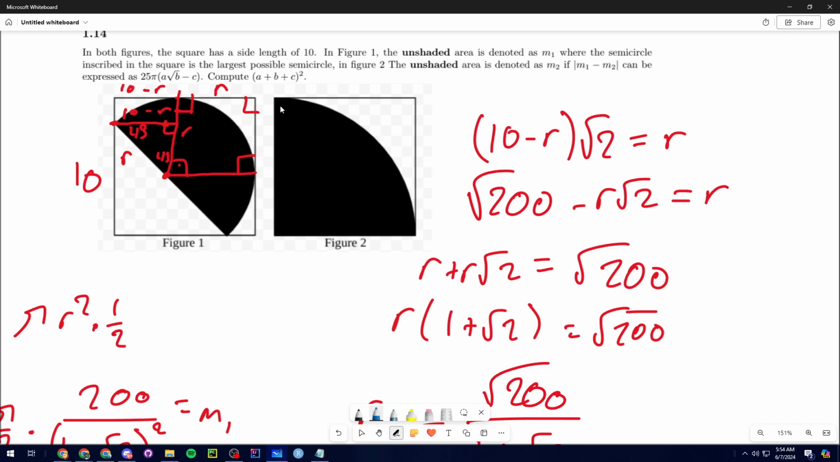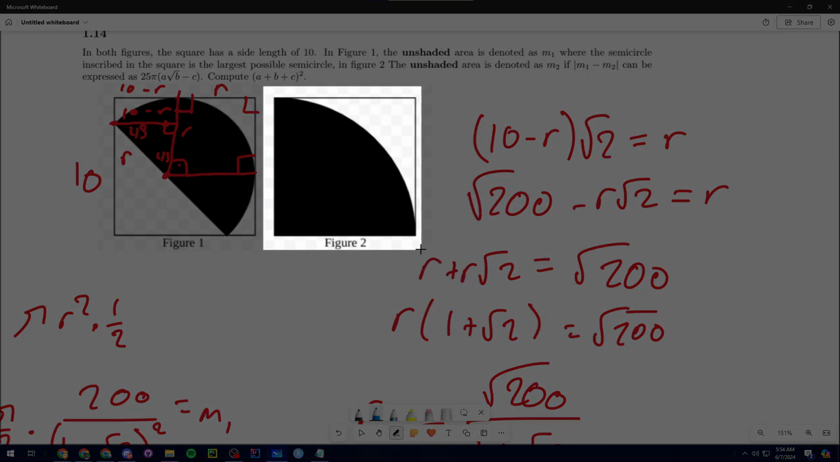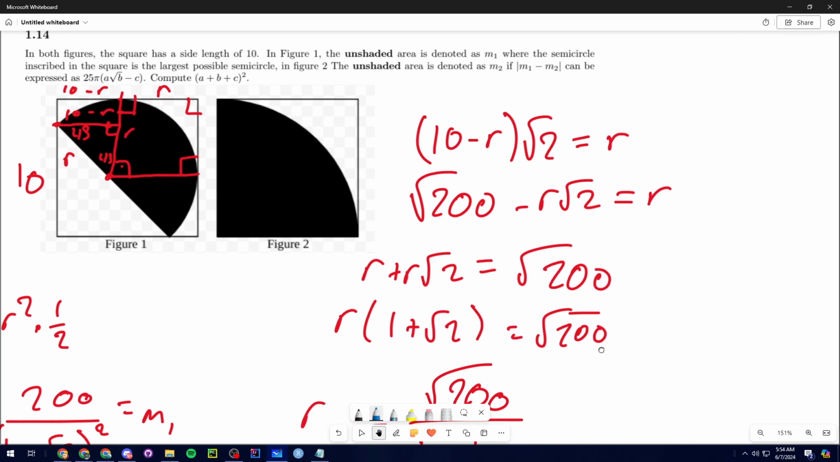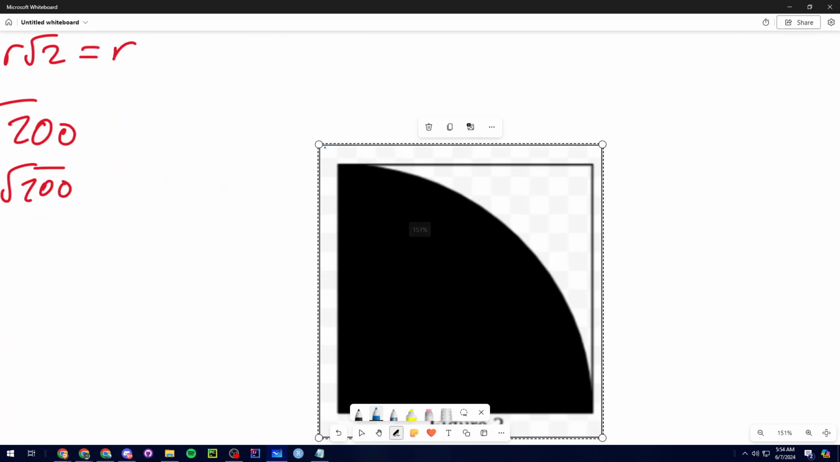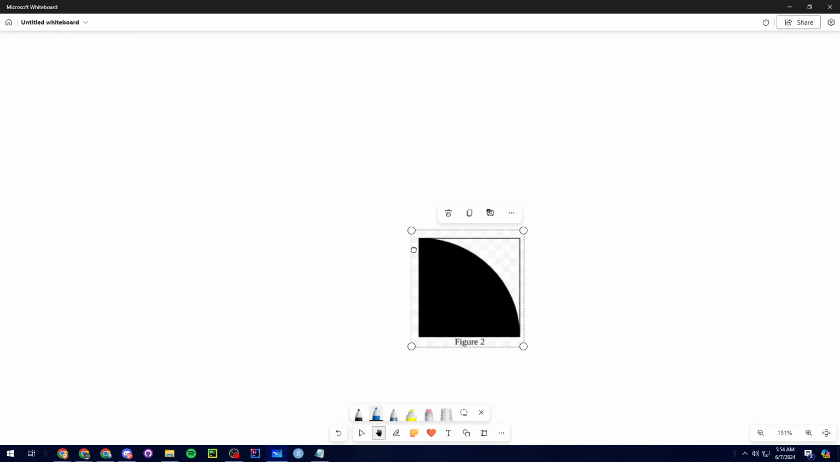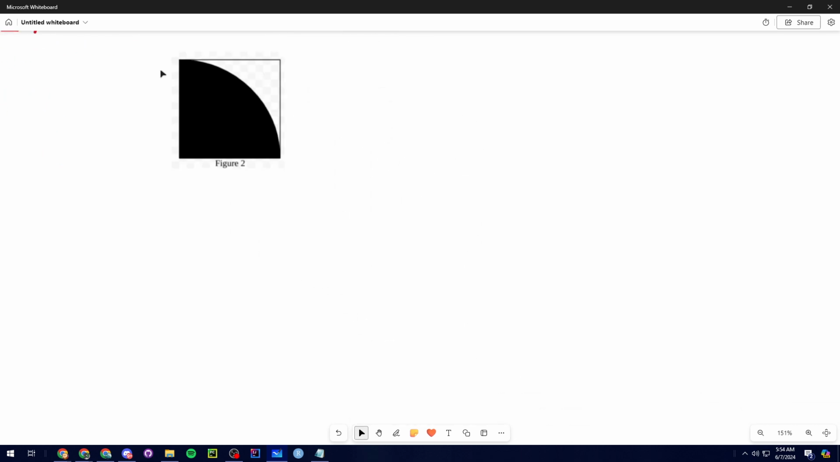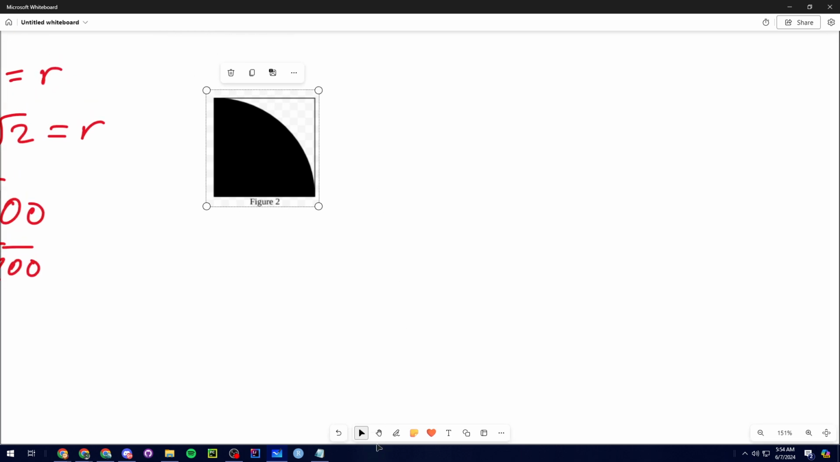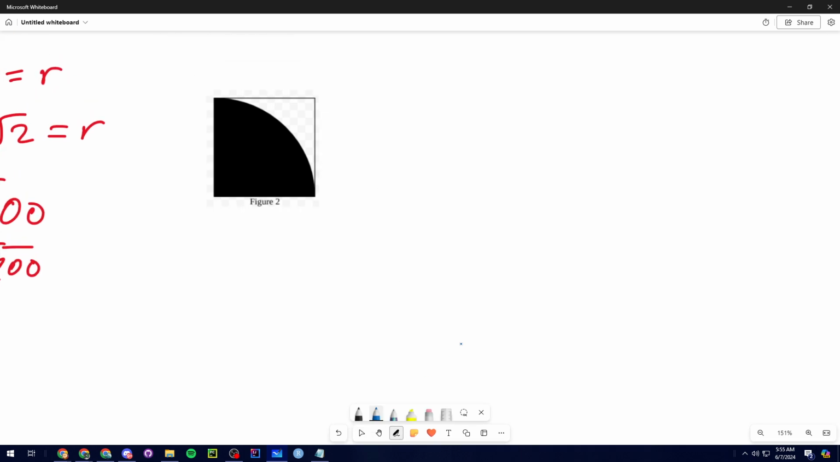Now, I'm going to make a copy of this. Okay, this one is a lot easier to do than the first one. The first one, you have to make a lot of geometry leaps, but this one is a lot easier. So you have 10. The radius is literally just equal to 10. R is equal to 10.